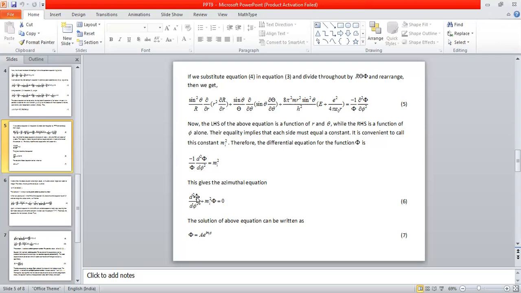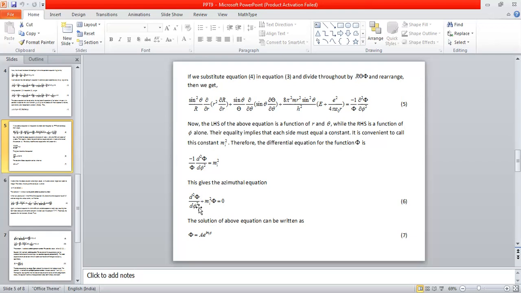So this is the capital phi, which is the function, and in the denominator we have small phi, that is the variable, the azimuthal variable. This equation is called the azimuthal equation because the coordinate small phi is what we call the azimuthal coordinate. So whatever three different functions we had, we are able to obtain a differential equation for one particular term, capital phi.